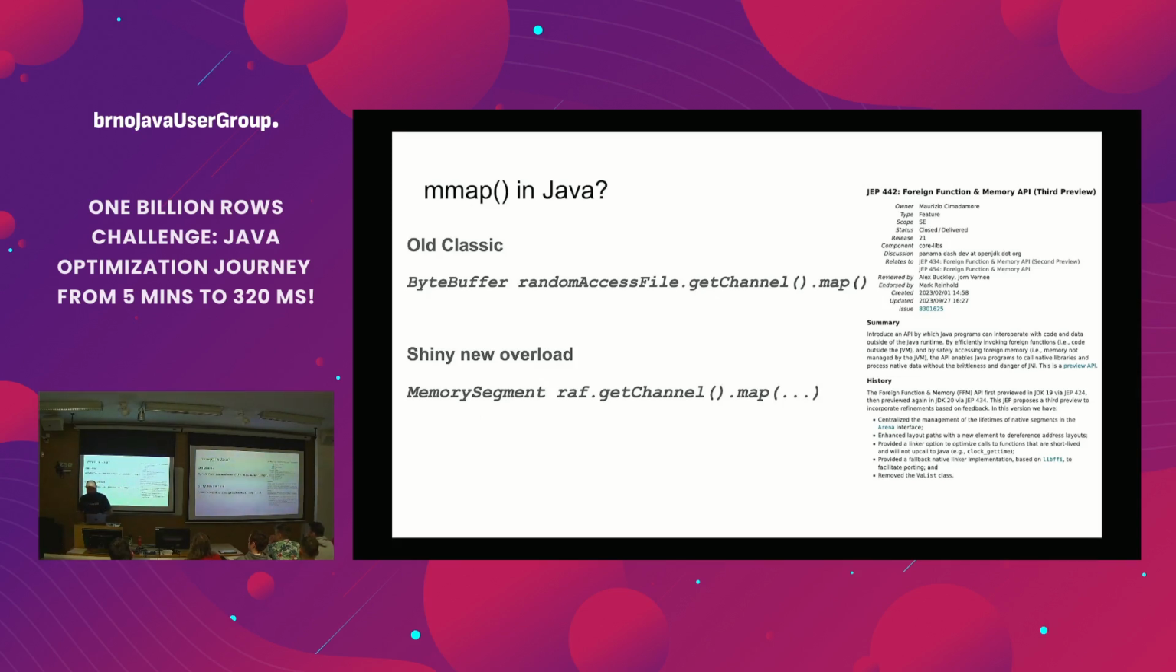So nowadays, if you are okay with new features, you can again take the same random access file, call getChannel, and call another overload of the map method, and that gives you a memory segment, and that's what we are going to use.